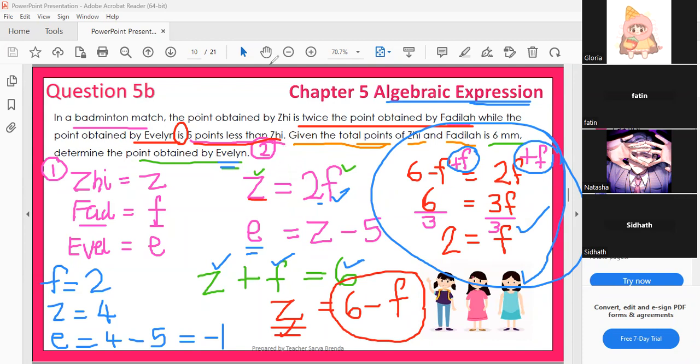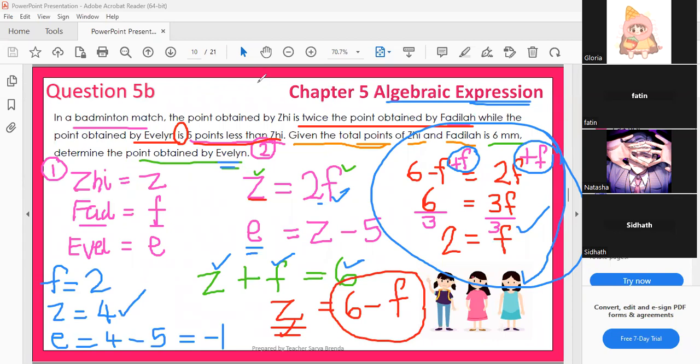So these are all 5 points less. Wait, let me see. 5 points less than Z. That means, yeah lah. It means Z minus 5, right? Correct or not? So Z has 4 points. So 5 points less than Z is 4 minus 5.